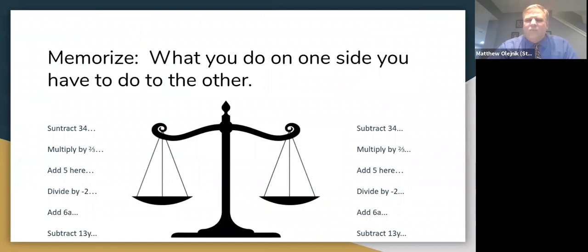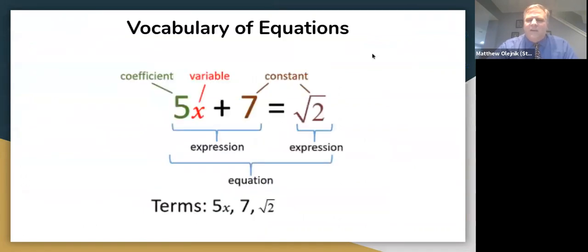As we start, one thing I want you to remember: whatever we do to one side of the equation, you have to do to the other. We have to balance that equation on both sides. And I know your seventh grade math teachers have been sharing a lot of vocabulary with you in these videos the last few weeks. So this is just a reminder here.